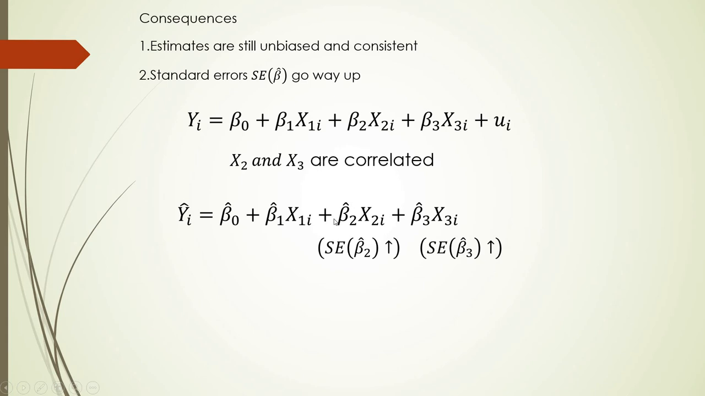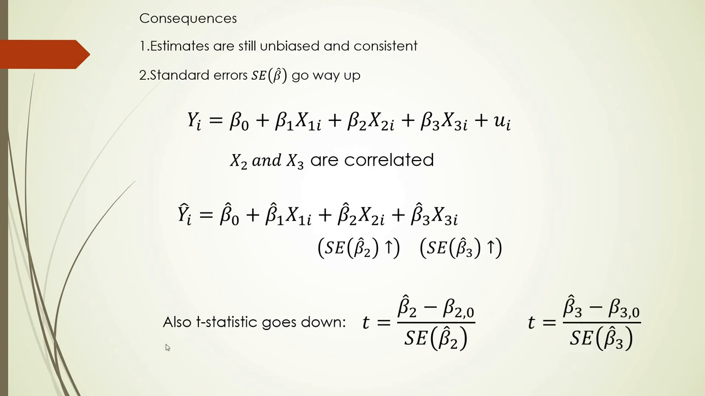That standard error for beta 2 will go up, it will be higher. Also for beta 3 it will be higher, because the software cannot decide which of these two variables contributes more to the explanation of our dependent variable. And because of that insecurity, the standard error, the estimate of variation of beta 2 hat in population will be higher.